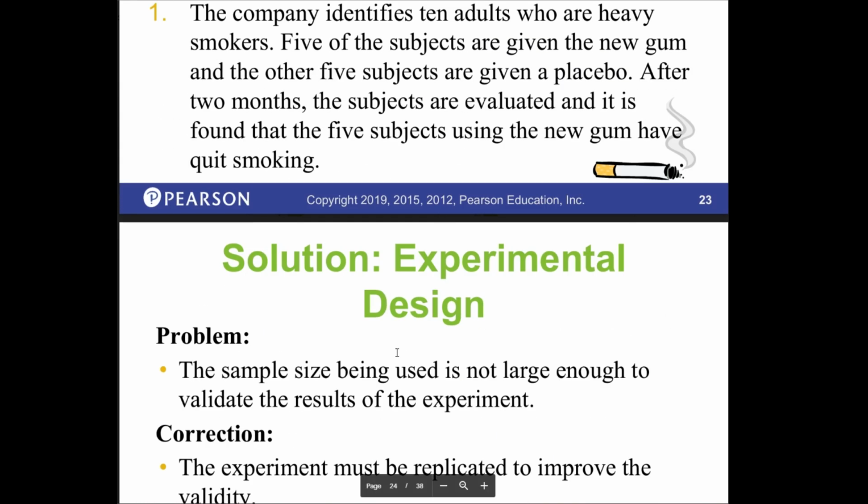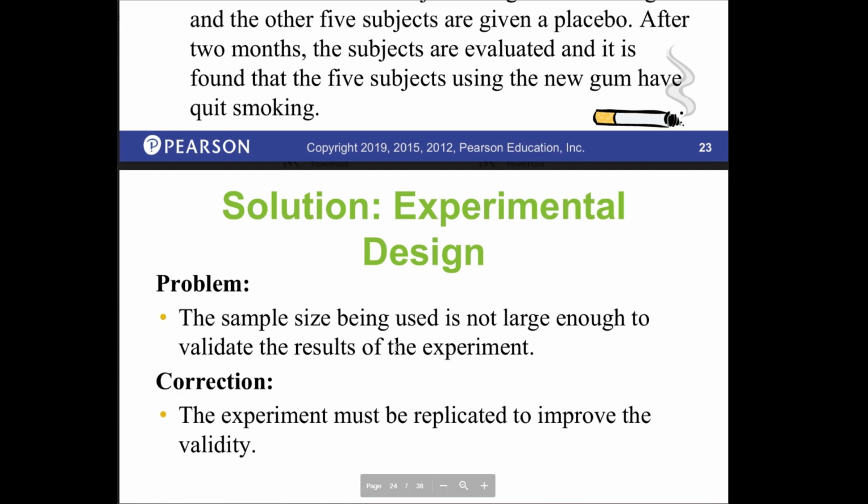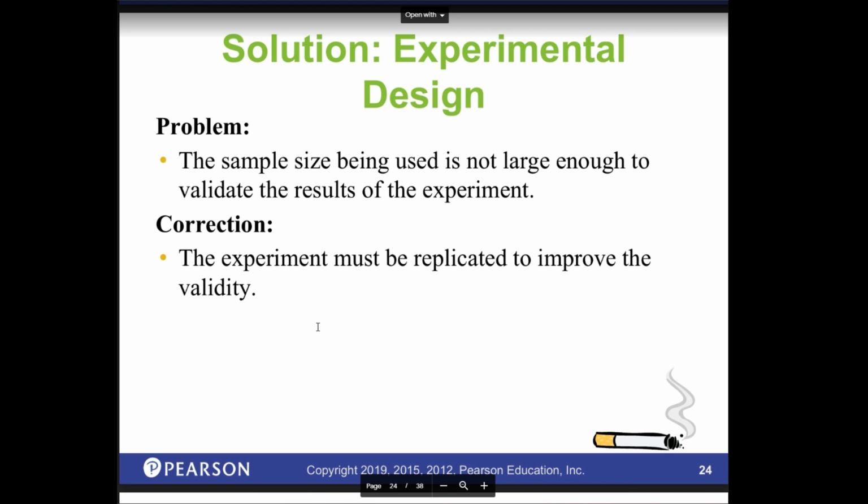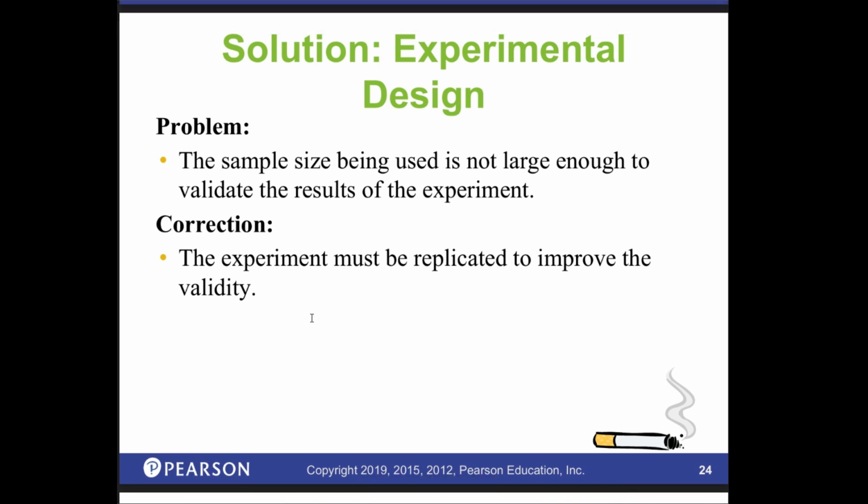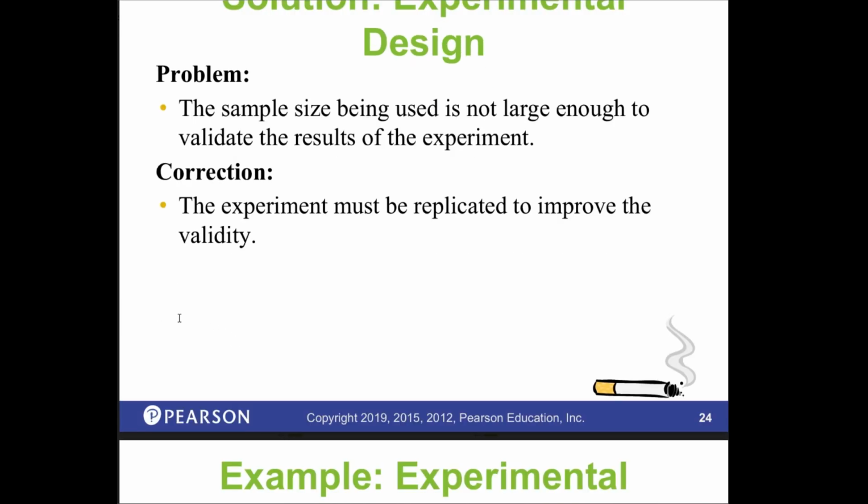And the solution to this experimental design is that first we have the problem, where the sample size being used is not large enough to validate the results of the experiment. And then the correction would be the experiment must be replicated to improve the validity. So you have to repeat it with more subjects to increase the rates.